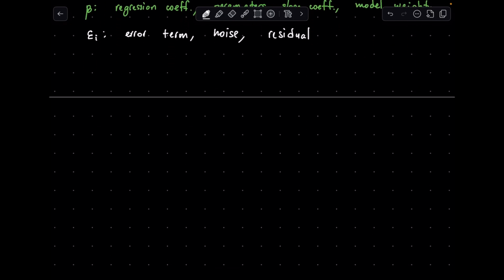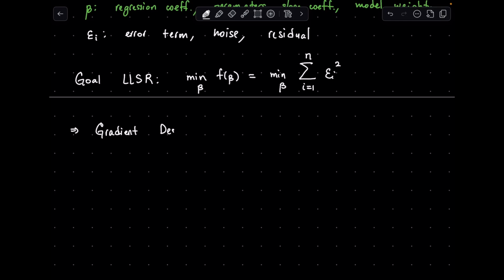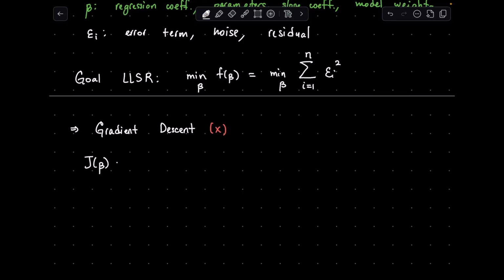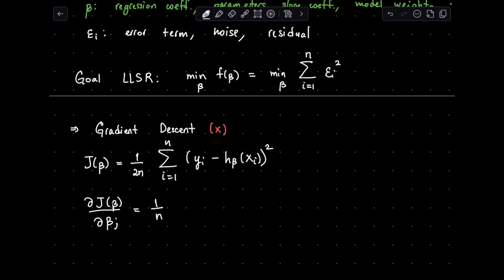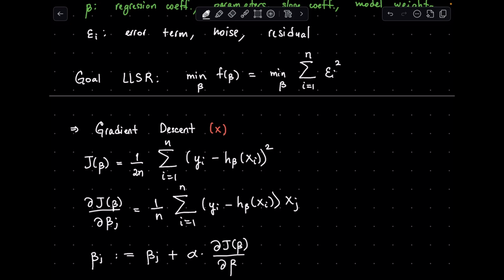Again, the goal in linear least squares regression is to find the beta parameters by minimizing the cost function that is the sum of squared errors. One valid way, but probably not the best way, is to use gradient descent. To do so, we again set up a cost function J(beta) similar to the above. Here, the yi's are the true values and the hi's are the model outputs. The derivative of this with respect to a specific beta j will look like this, where it picks out the xj. Then we can iteratively update the beta j using that derivative and some hyperparameter step size alpha.